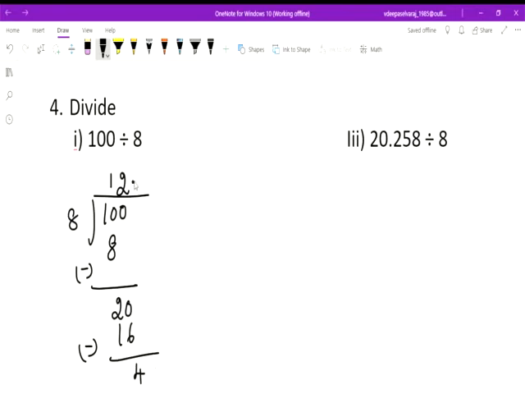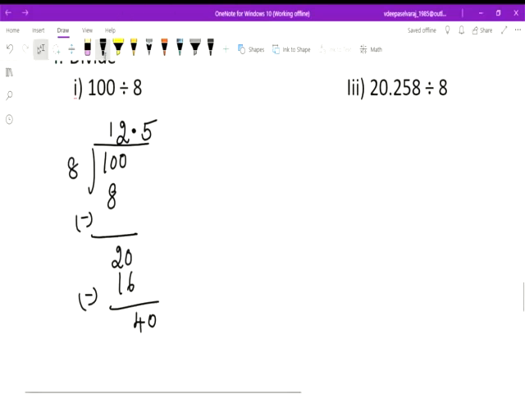So what do we want to do? Just keep the decimal and add a 0. And how many times does 8 go into 40? 5 times. So 5 eights are 40. Now you subtract this, what will you get, children? 0. Now what is the answer? 12.5.